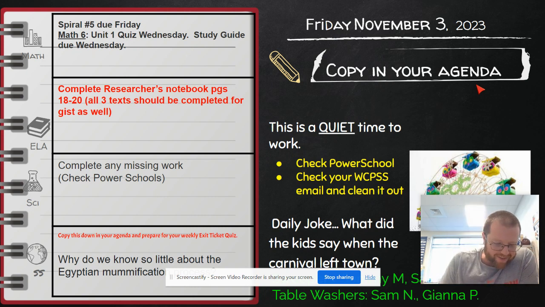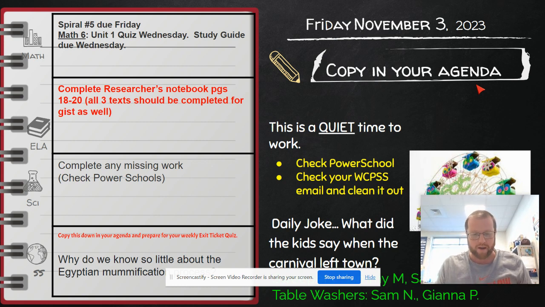In Math 6 next week, on Monday, we will be finishing up our study guide on the area of triangles and parallelograms, as well as some complex figures. We'll be taking our quiz on those topics on Wednesday. And then on Thursday, we're going to be starting the second half of our geometry unit about surface area and volume.